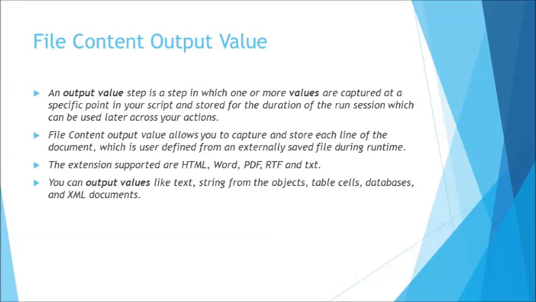In case you missed that, you can quickly go back to the tutorial on file content checkpoint to understand in more detail. Generally, there are five extensions which can be accepted by this particular output value: PDF, Word, RTF, Doc, and HTML. So these are the five things which can be accepted by the output value of the file content. And generally, this is to verify if a certain value appeared as expected or not.